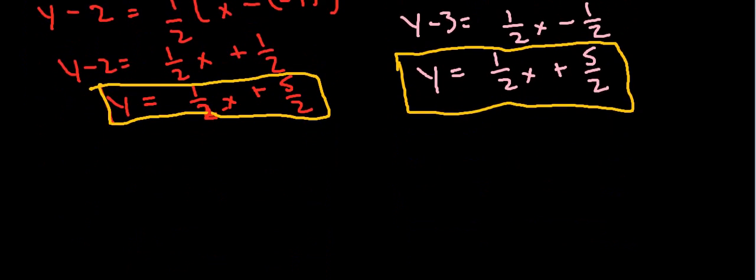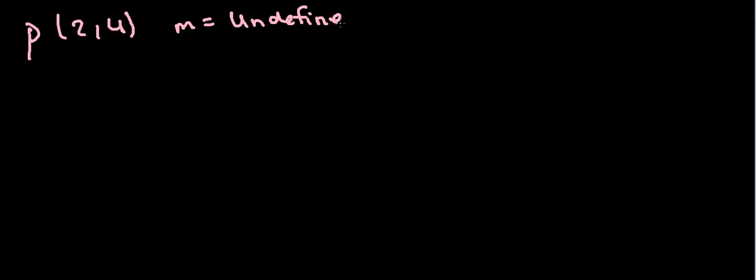And I have one more example. It's not really any more difficult than the other ones. It's just checking to make sure you're paying attention when they talk about undefined lines and lines with slopes equal to 0. Let us find the equation of a line that goes through the point 2, 4, and its slope is undefined.